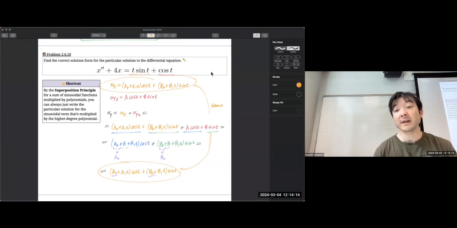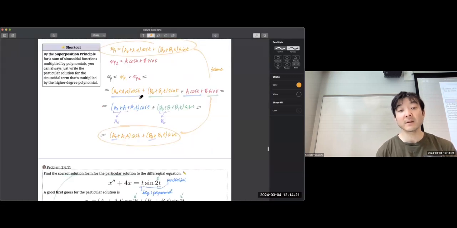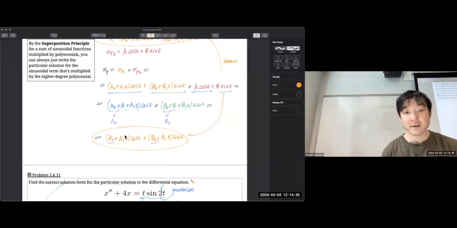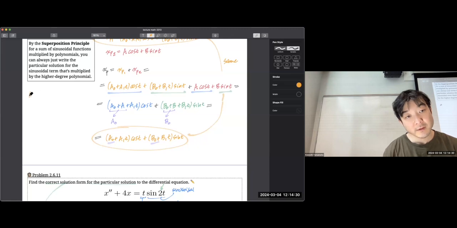For instance, let me write it down here. The argument has to be the same. The argument of the sinusoidal functions needs to be the same.